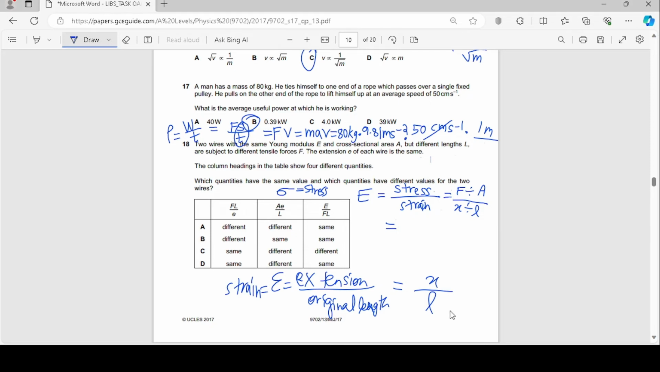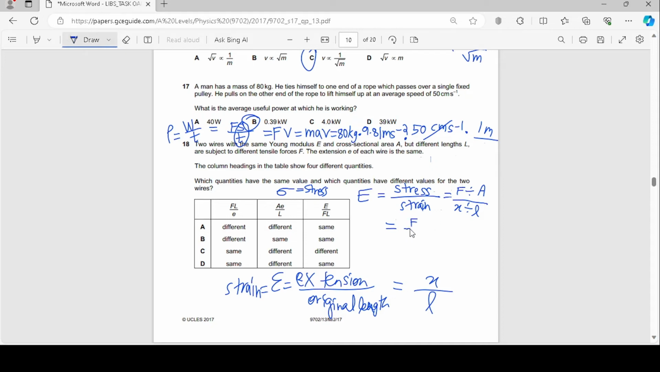I mean, technically, the Young's modulus has a unit because stress is in Pascals and strain does not have a unit. So the Young's modulus has a unit of Pascals. So does that mean it's a ratio or not? I suppose. But anyways, it's stress divided by strain, okay?